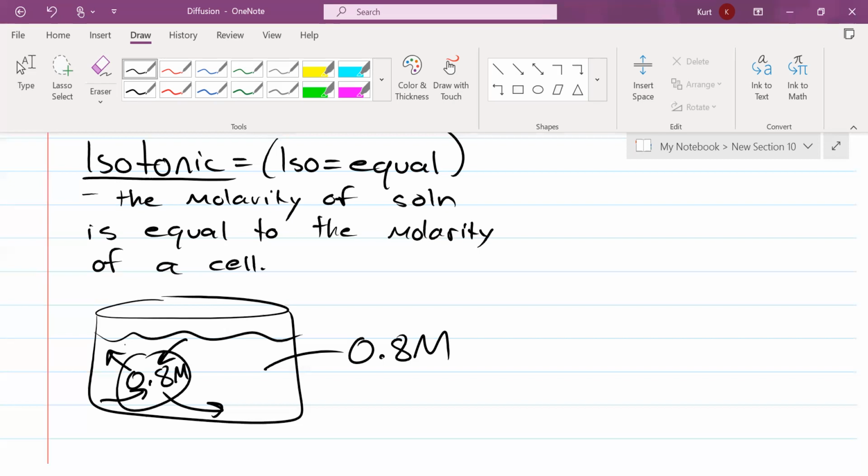And then finally, we have sodium chloride. We have 10% in the solution. We have 4% in the sac. Which way is it going? Into. Nice.